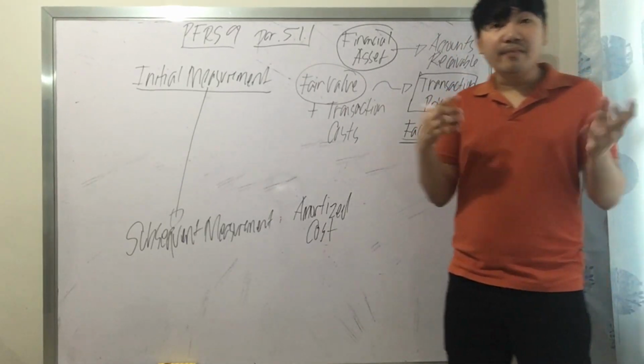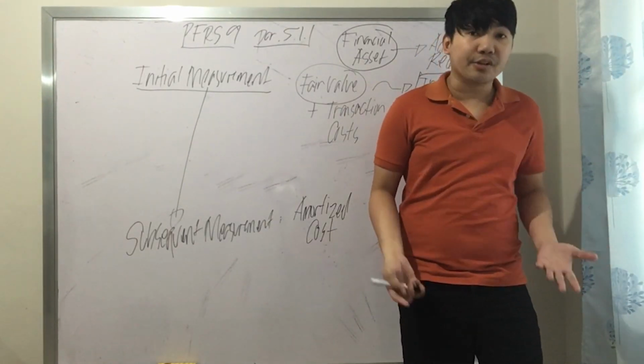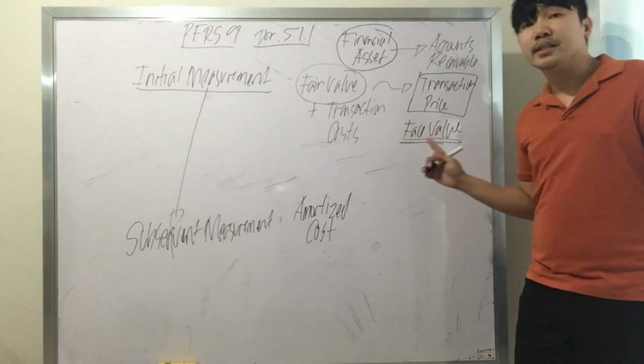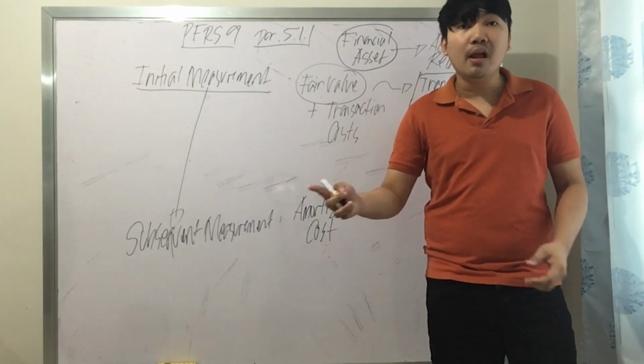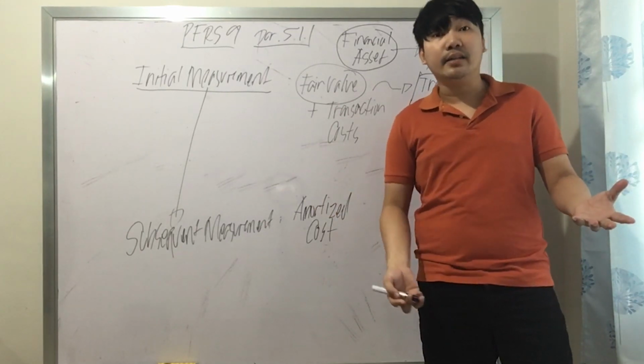Okay? Halimbawa, nagbenta ka ng goods worth 100,000 pesos. So that is your transaction price. Yun ang face value mo. Yun ang initial measurement. So debit, accounts receivable, 100,000, credit sales, 100,000.